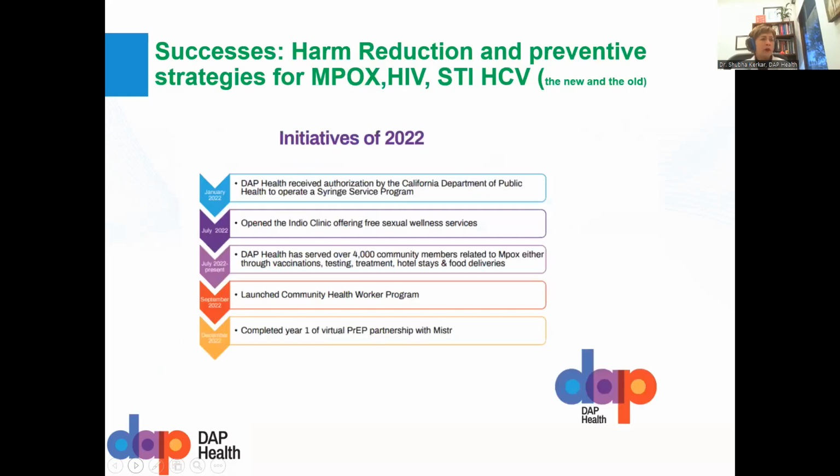We also had to deal with other hurdles in being deflected, but we still maintained harm reduction, opening up an Indio clinic that offered Hep C testing as well, along with HIV and other STI screenings. Next slide.